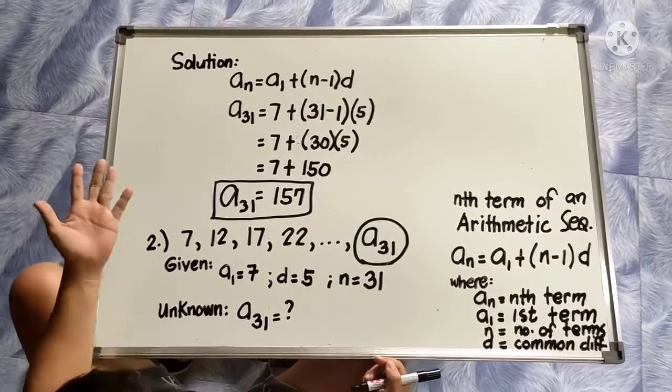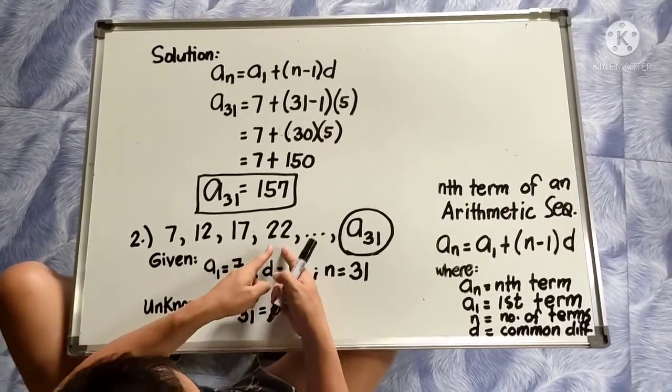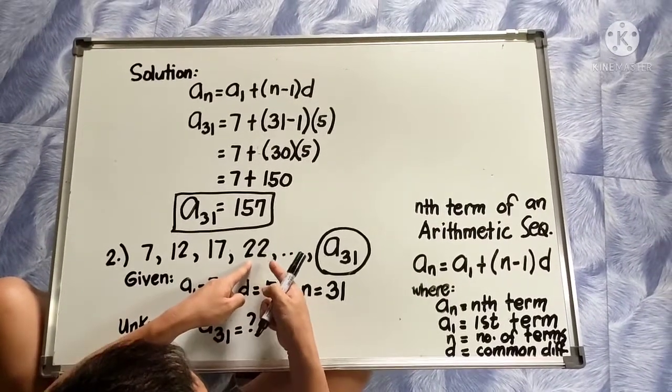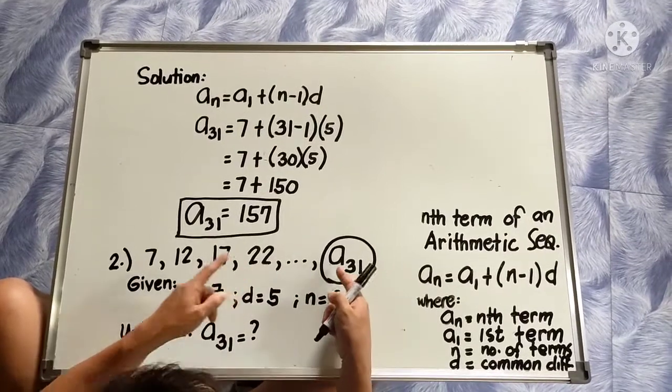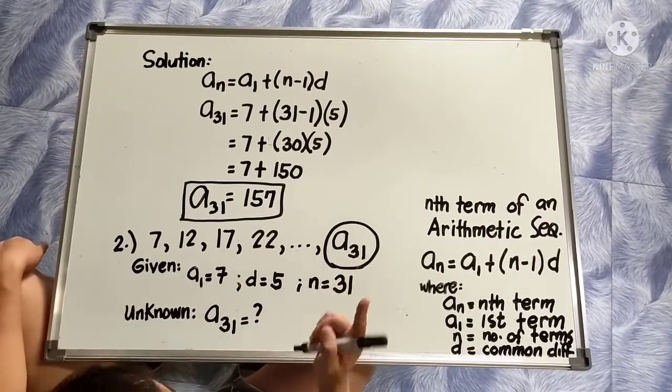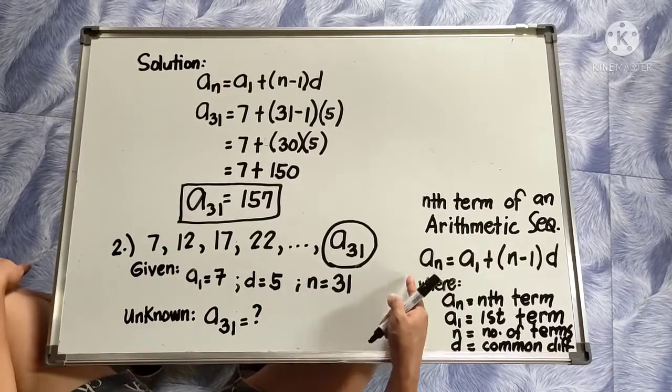Okay? So very easy, very practical. Instead of listing down all the elements or all the terms after 22 to get a sub 31, you can simply solve for the nth term using the formula.